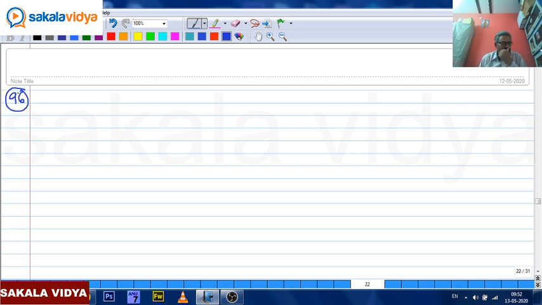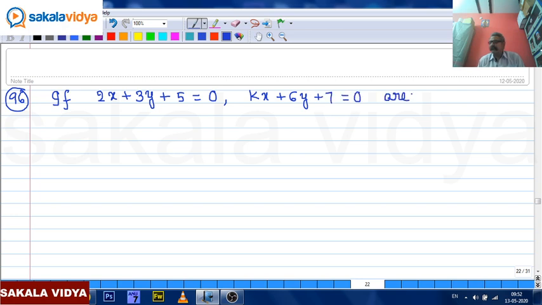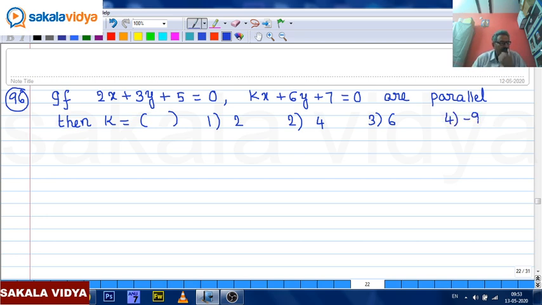Ninety-sixth problem. If 2x plus 3y plus 5 equals 0 and kx plus 6y plus 7 equals 0 are parallel, then k equals: first option 2, second option 4, third option 6, fourth option minus 9.